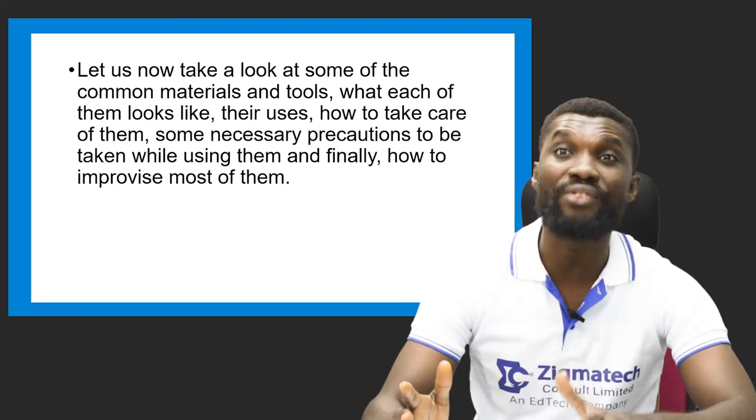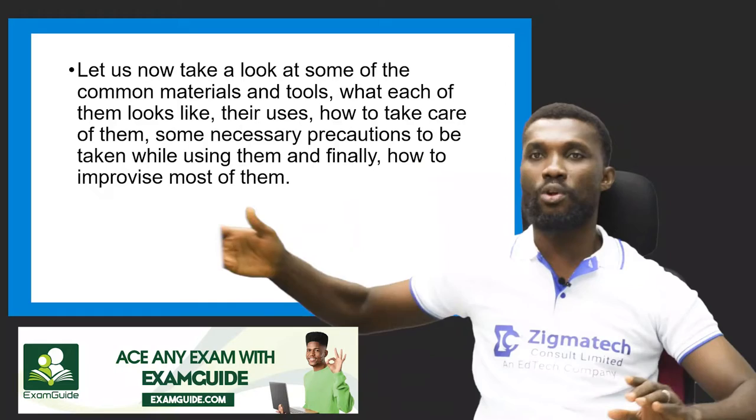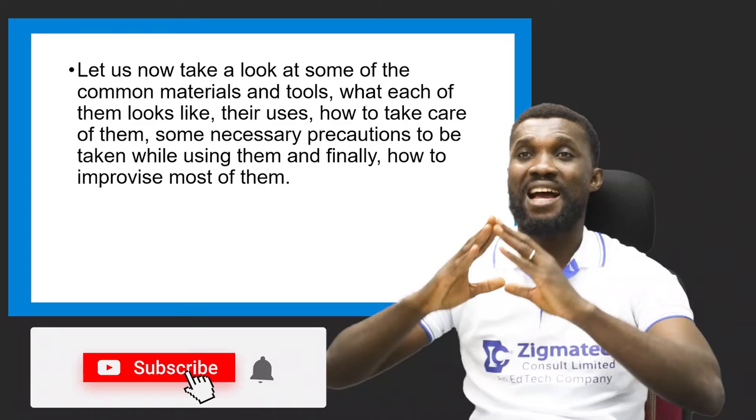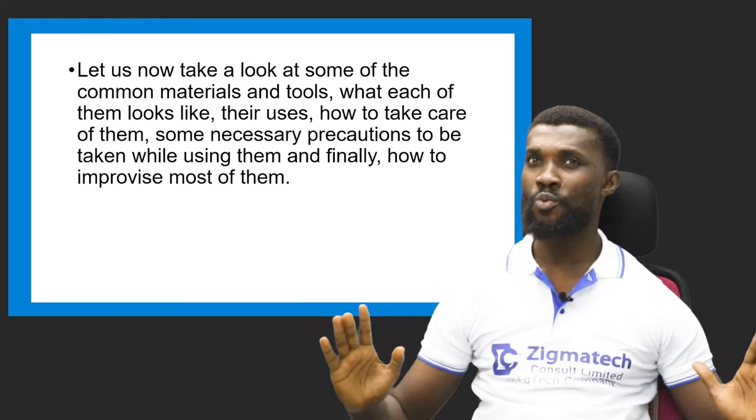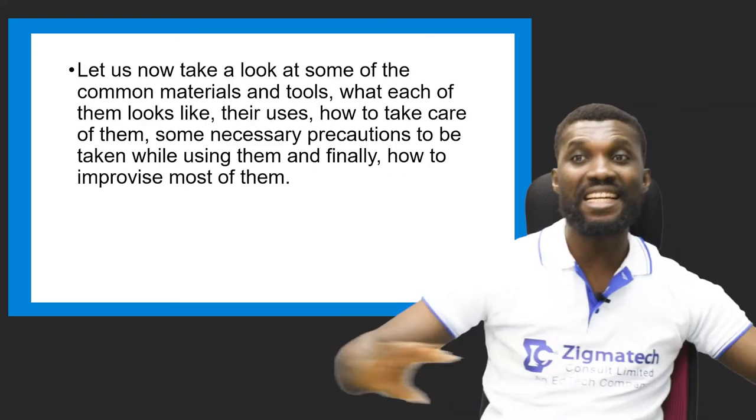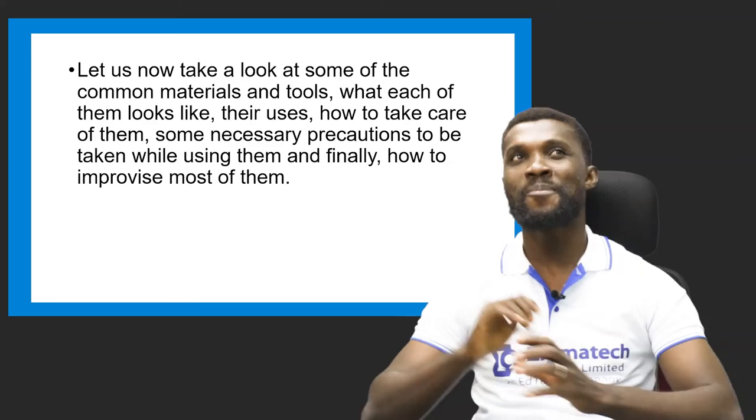So we are going to break this down. Any material we pick, we break it down into blocks. We look at what the material is, how it can be taken care of, and then how we can create or improvise those materials when we don't have them. So we are going to treat improvisation, care, and the meaning of the material together in one section. When we bring up one material, we'll look at it in four blocks. Are you with me? All right, let's get into this right away.